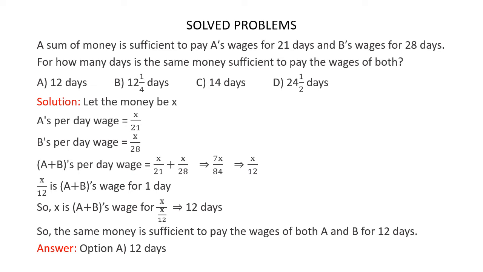Now X by 12 is A plus B's wage for 1 day. So X is A plus B's wage for X divided by X by 12, that is 12 days. So the same money is sufficient to pay the wages of both A and B for 12 days. The correct answer is option A, 12 days.